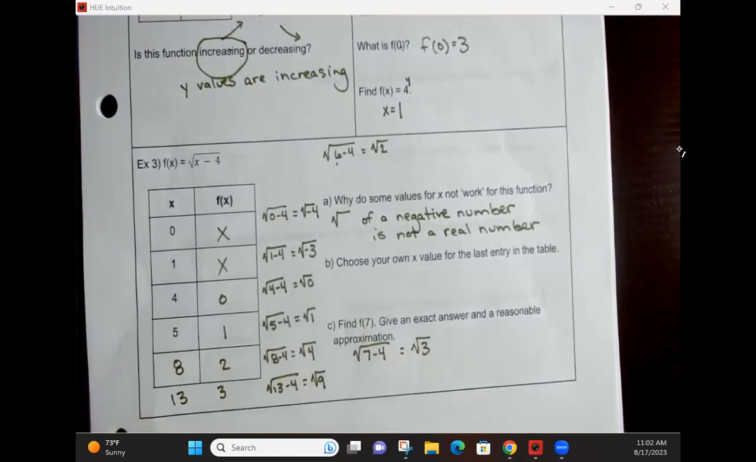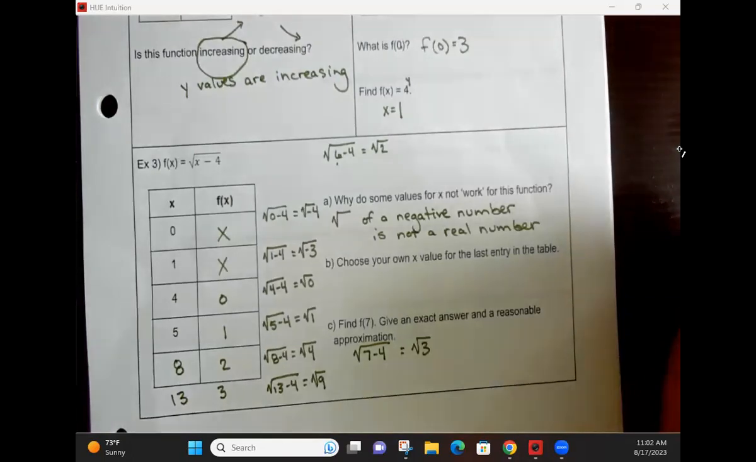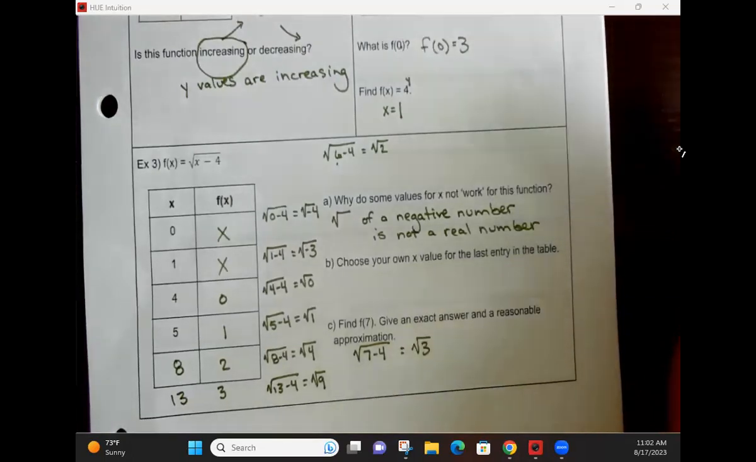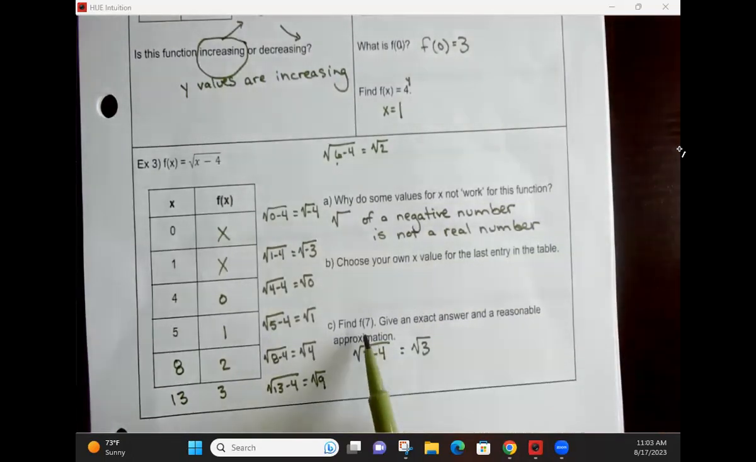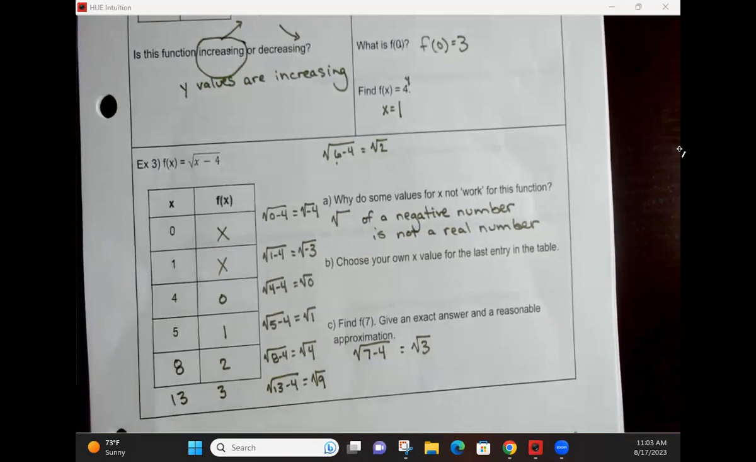If I'm talking about graphing, I'm in kind of the same boat that I was in up here with the square root of 2, right? That's not going to be a nice value to plot. That's okay. I just asked you to find f of 7. I didn't ask you to graph it. The square root of 3 is what we would call an exact answer.